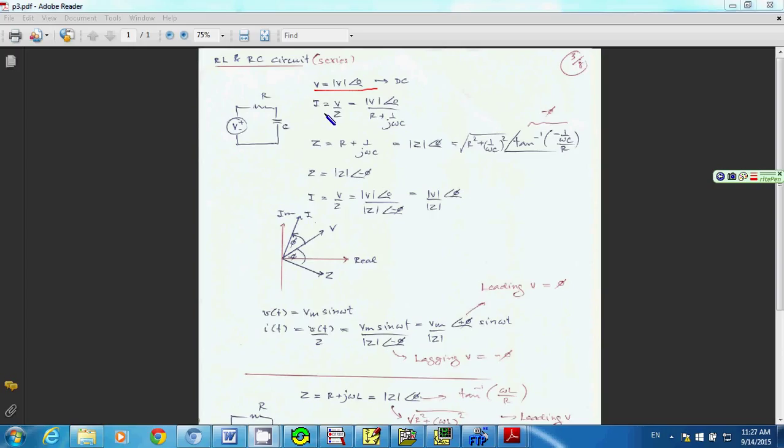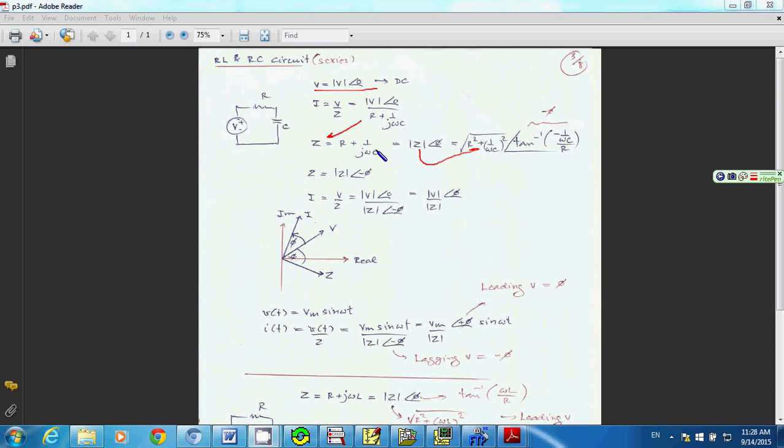You're looking for the current, which is equal to voltage divided by impedance. Now your total impedance of the circuit becomes R plus 1 over j omega C, right? This is the total impedance of your circuit. So I write this in terms of the magnitude of Z multiplied by the phase angle of impedance, where the magnitude of Z equals the square root of R squared plus (1 over omega C) squared, right?